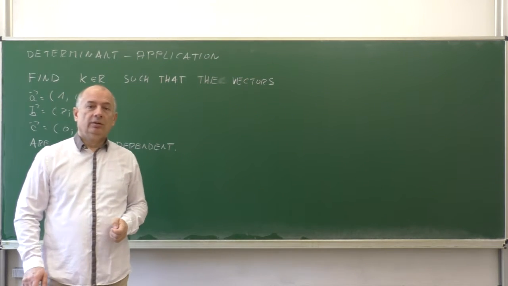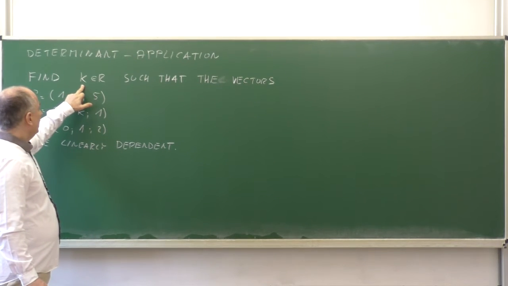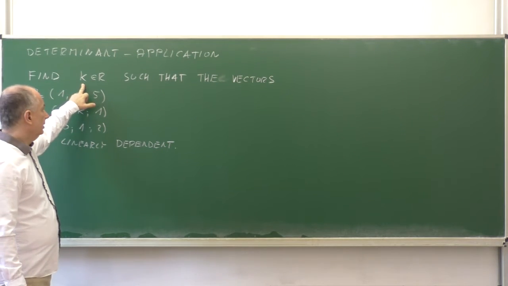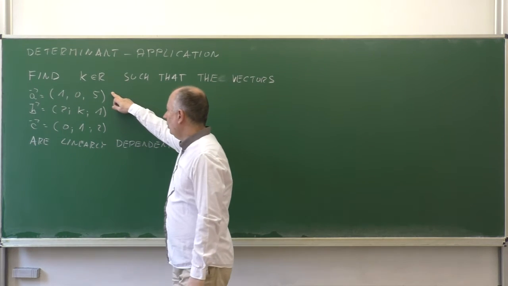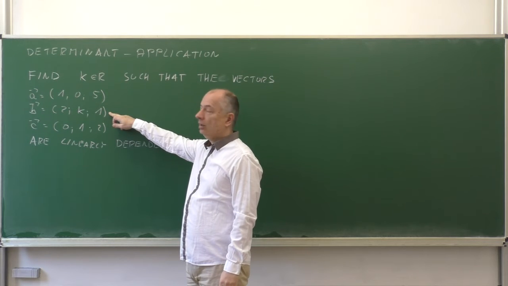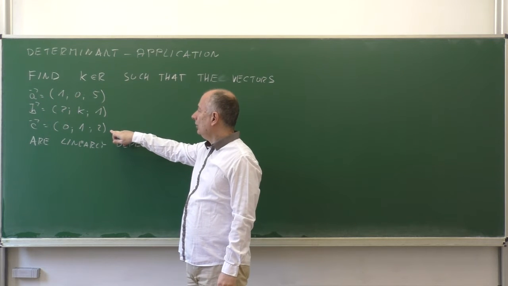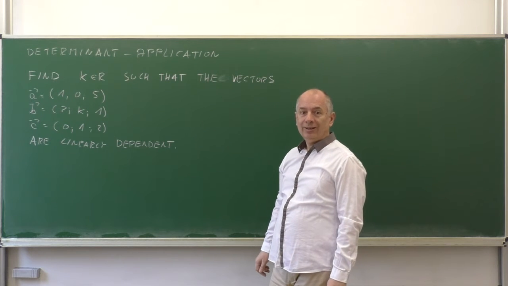Another application of the determinant is the following problem. We want to find the real parameter k such that the three vectors a, which is (1, 0, 5), b, which is (2, k, 1), and c, which is (0, 1, 1), are linearly dependent.